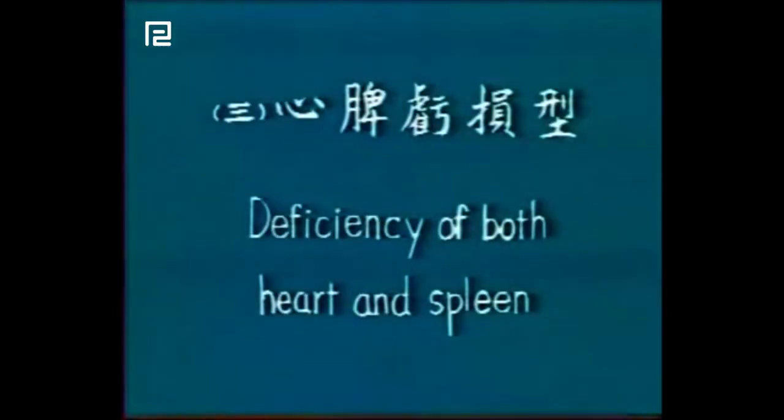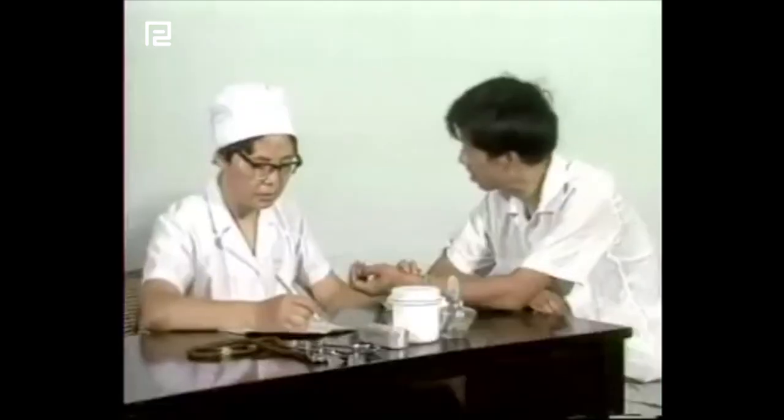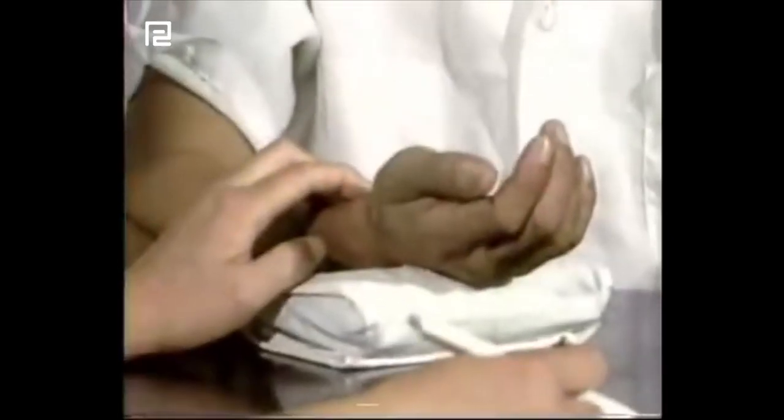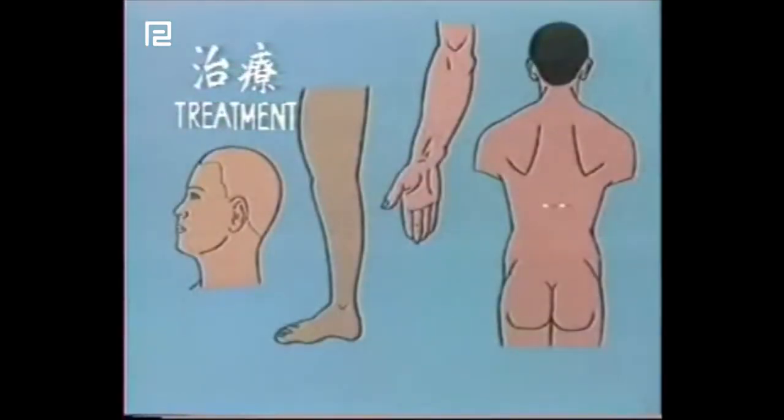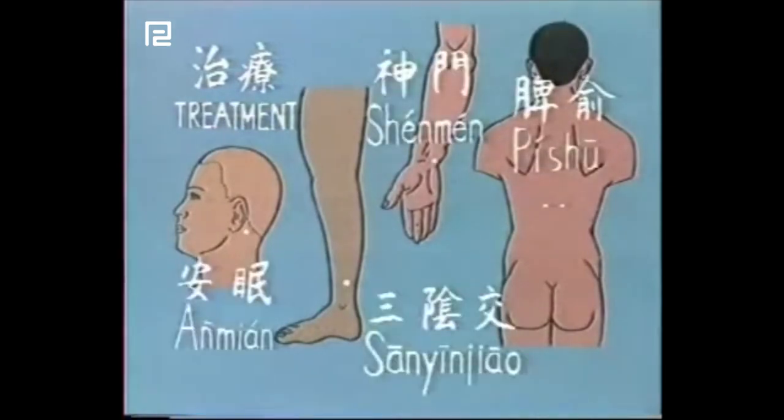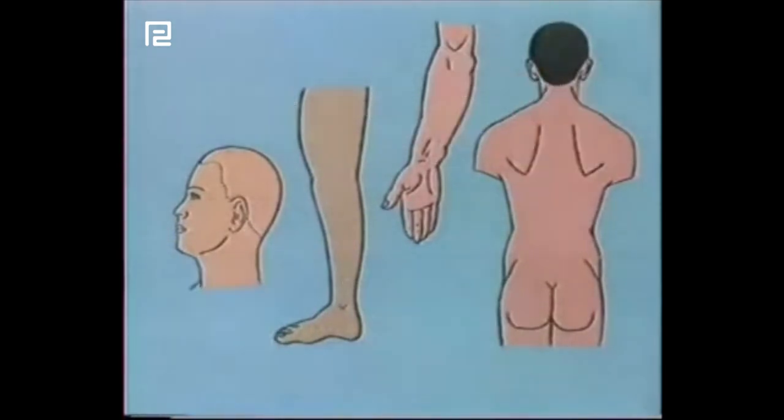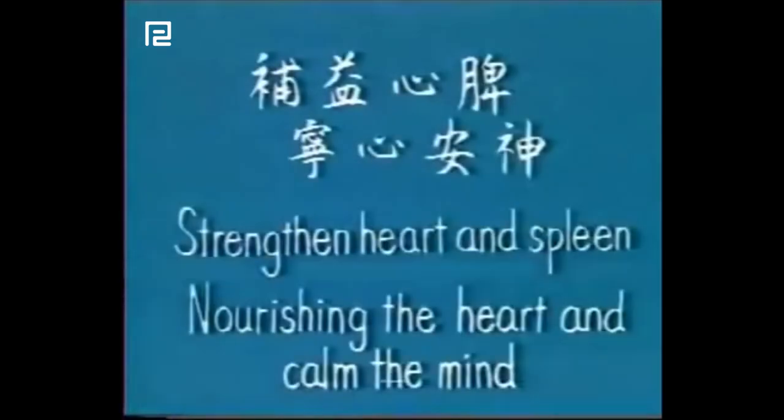Three, heart and spleen deficiencies. The patient has insomnia caused by worry, which leads to deficiency of the heart and spleen. The pulse is thready and weak, and the body of the tongue has a white coating. Treatment: Pishu, Bladder 20, Shenmen, Heart 7, Sanyinjiao, Spleen 6, and Anmian, Extra Point. This prescription can strengthen the heart and spleen, nourish the heart, and calm the mind.